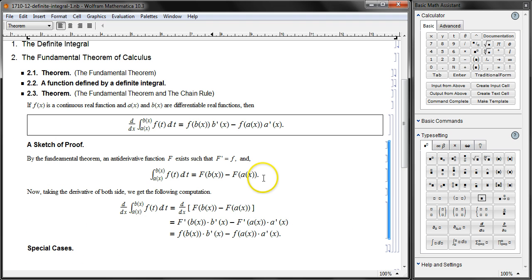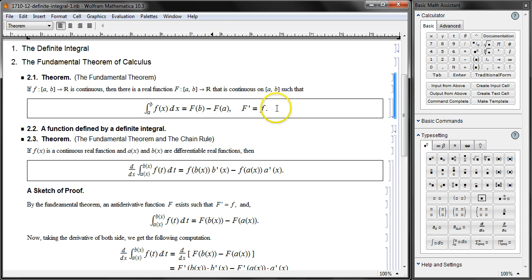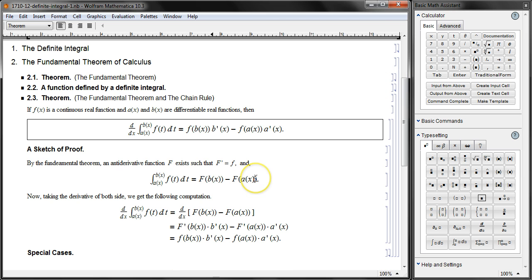Here's a sketch of the proof. First, we begin with the fundamental theorem of calculus. An antiderivative function exists, so that capital F prime is f. So plug in the top and plug in the bottom, subtract one from the other. This is nothing more than just the fundamental theorem, except that here b and a are both functions. Early on, b and a are just numbers, but that's okay, it's just a substitution.